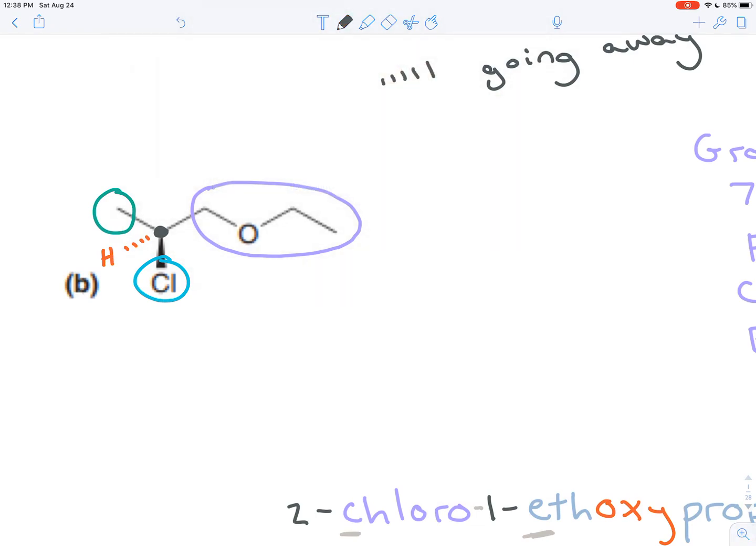Another thing to note is that on a tetrahedral molecule, you'll have 2 bonds that are in the plane, one coming out at you, and one going away. So that's how I knew that this hydrogen was going away, because I already had the 2 in the plane and the one coming out.